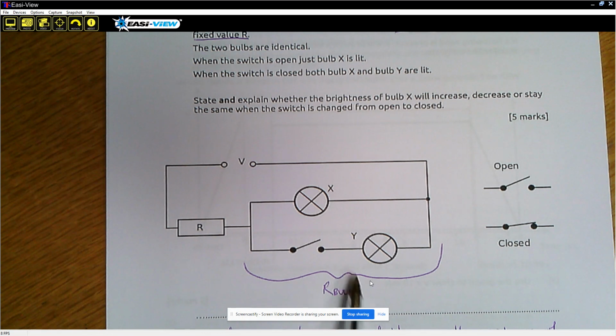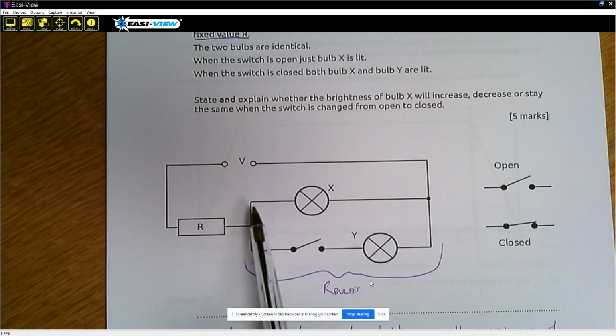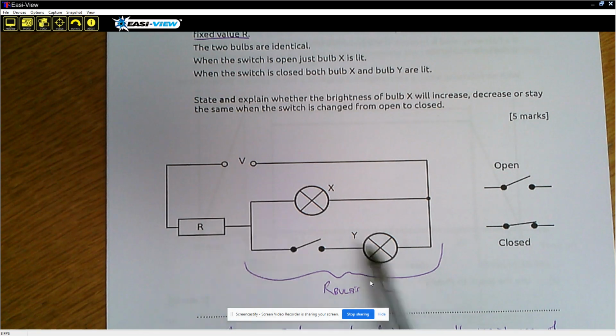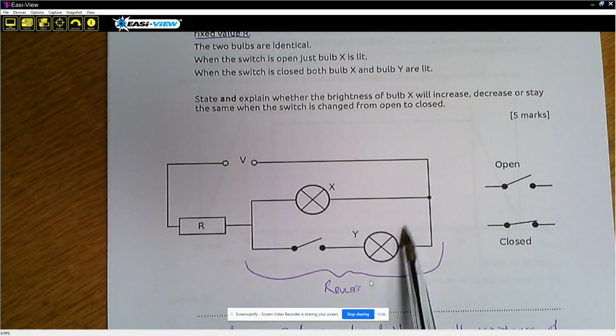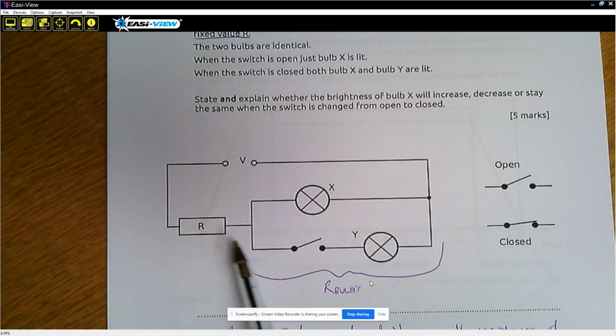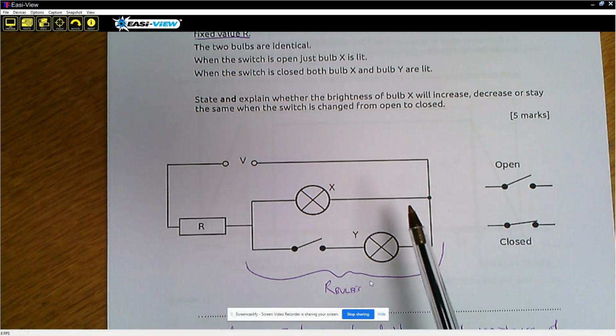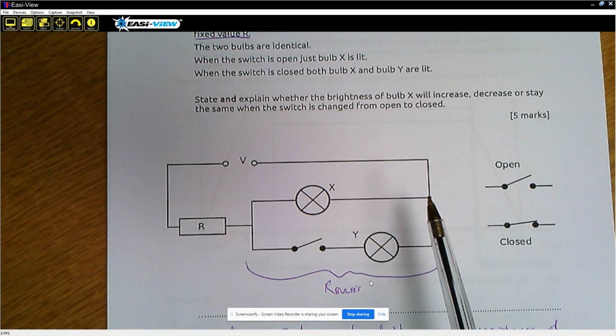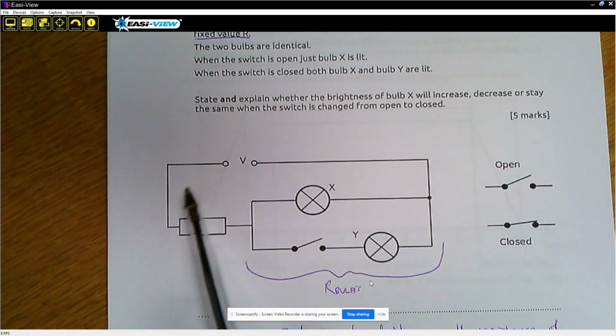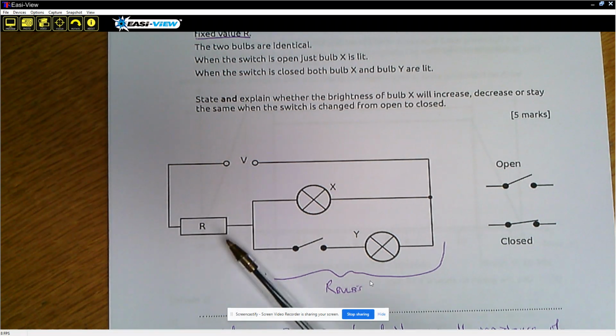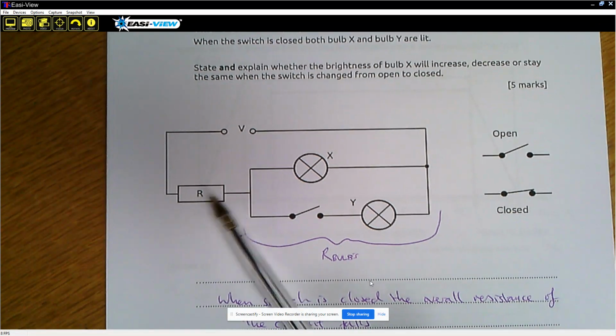So the resistance of the bulbs combined is less when that switch closes. So then what effect does that have on the rest of the circuit? Well, I've just said that the current is the voltage divided by the resistance. And if the resistance of this part of the circuit falls, then the total resistance of the circuit also falls. So closing the switch will increase the current in the circuit overall. Now that has an effect on what's happening in this resistor.